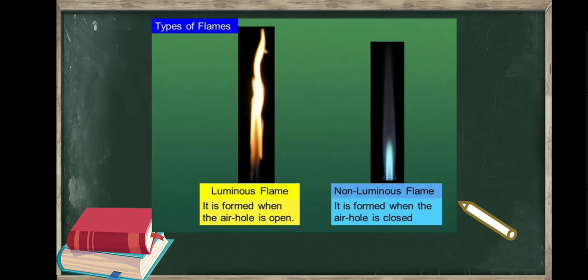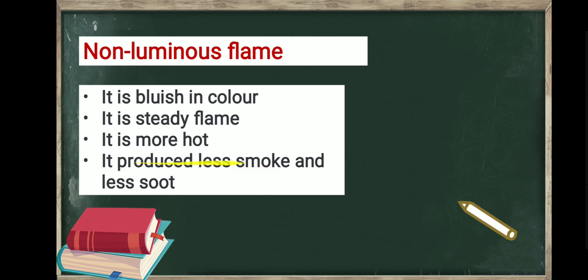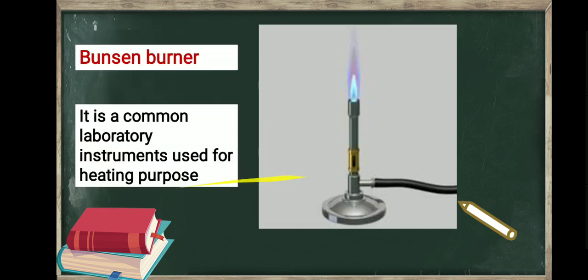You can see in the pictures as well that a luminous flame has an irregular shape, and the non-luminous flame has a proper, regular shape. So the non-luminous flame is the best flame to use for heating purposes. But the question is that we are giving just a gas supply to the burner, so how are the two different types of flames produced?